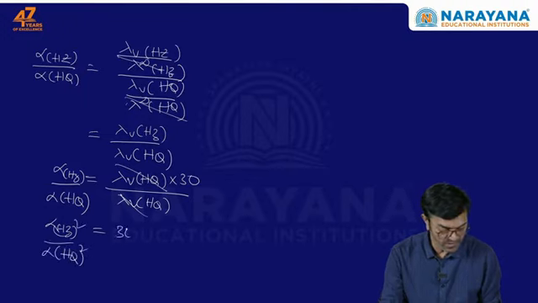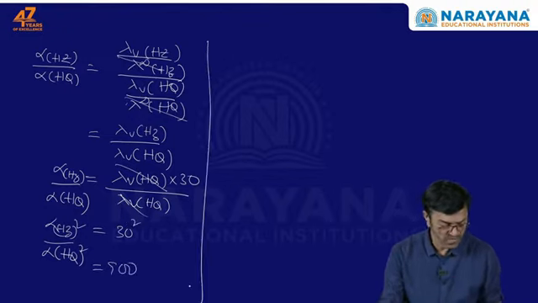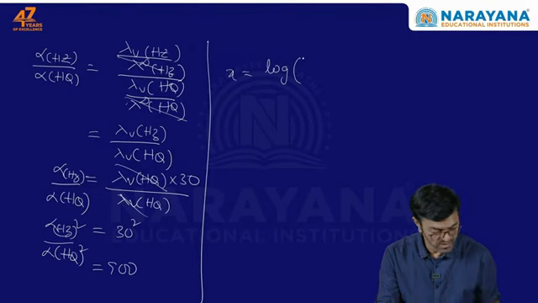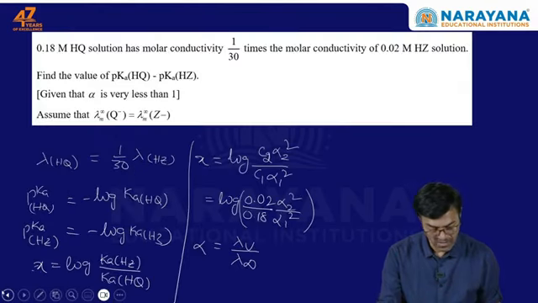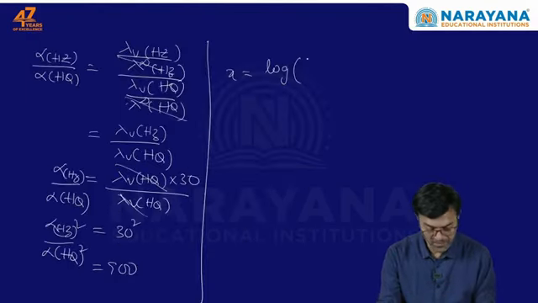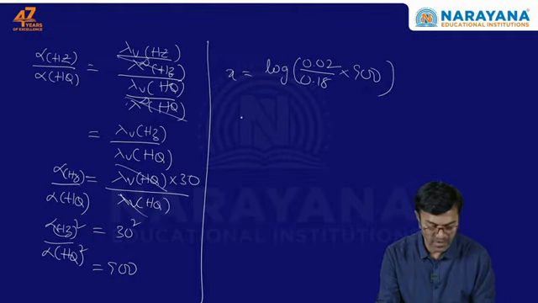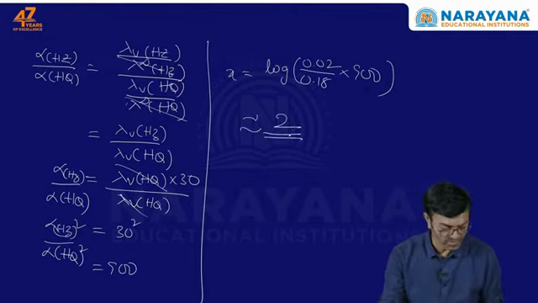Which is 900. So substitute this value back in that previous one, that is x is equal to log of 0.02 by 0.18, and square we got it as 900. After solving the entire thing, you will be getting approximately 2. That will be the answer.